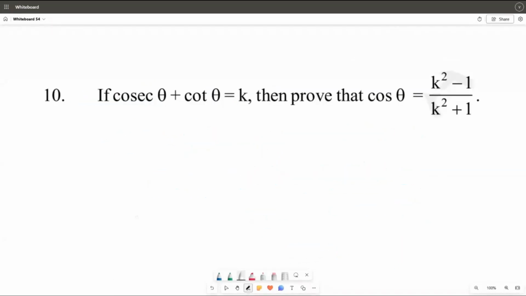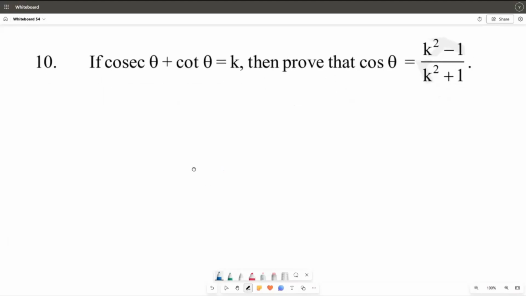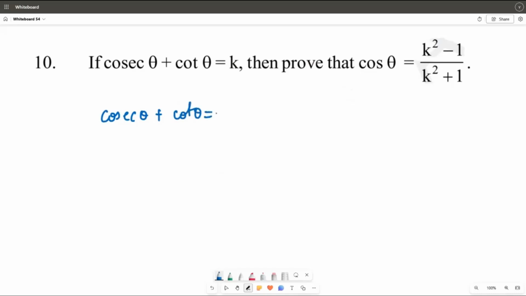Last question, that is the 10th question of exercise 11.4. Let's see: if cosecant theta plus cot theta equals k, then prove that cos theta equals k squared minus 1 by k squared plus 1. So this is a big solution. Let's see it. Let's write the question: cosecant theta plus cot theta is equal to k, as the first equation. And we know the property that cosecant squared theta minus cot squared theta is equal to 1.